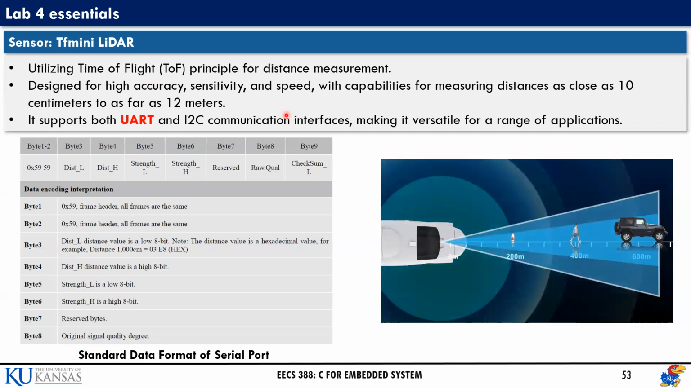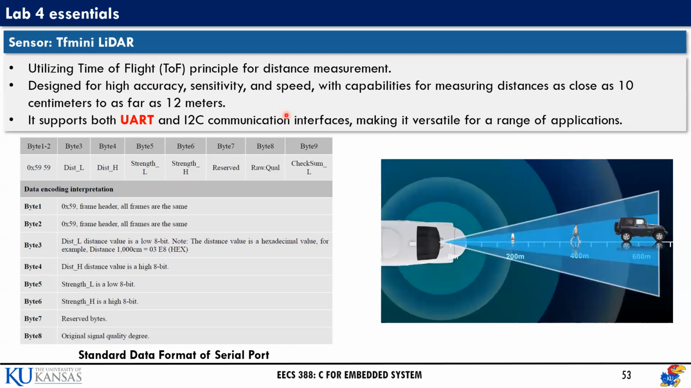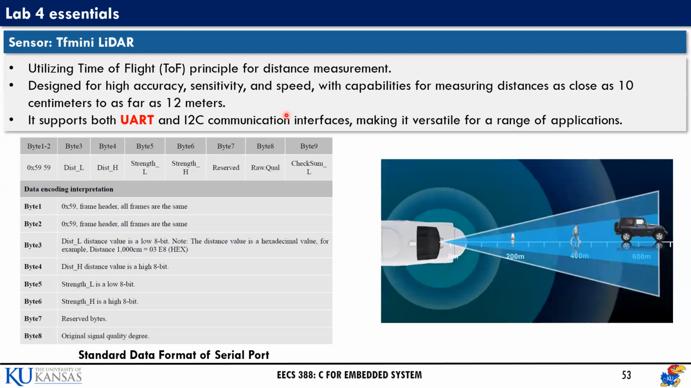Now, before jumping into the code description, you have to understand the data format of this sensor. What this sensor does, it has a communication port, a serial port, and it continuously sends the data from that serial port. Now, as we know how the UART can receive or transmit data in a serial manner, this serial port of this sensor can send data byte by byte.